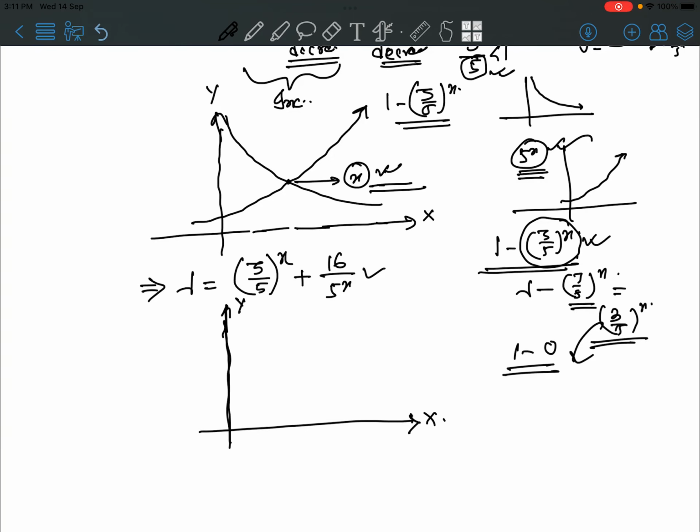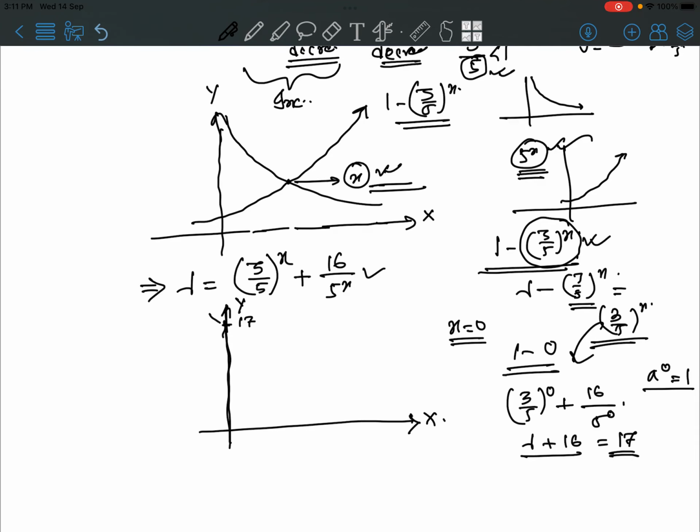So if x equals 0, then we are going to get (3/5)^0 + 16/5^0. Any number to the power 0, that means a^0, equals 1. So that means 1 + 16, which equals 17. So this is 17, and this is a decreasing function.